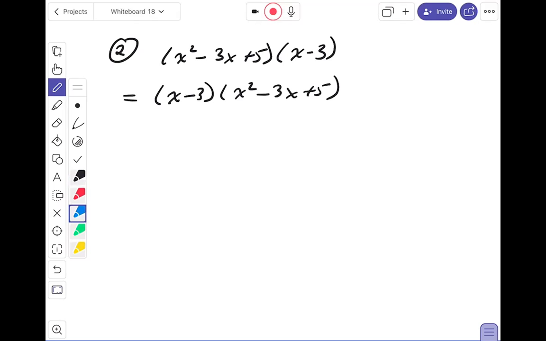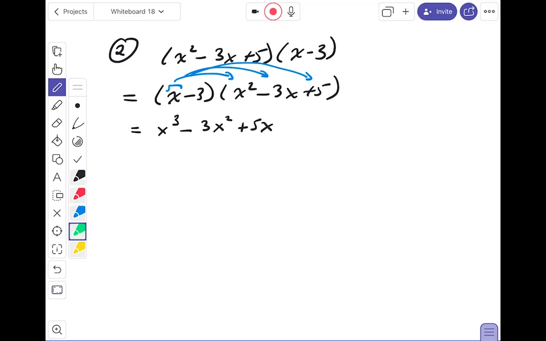And distributive property multiplication. So what I'm going to do, I'm going to take this x, distribute it across these 3 terms, one at a time. What would that give me? X cubed minus 3x squared plus 5x.